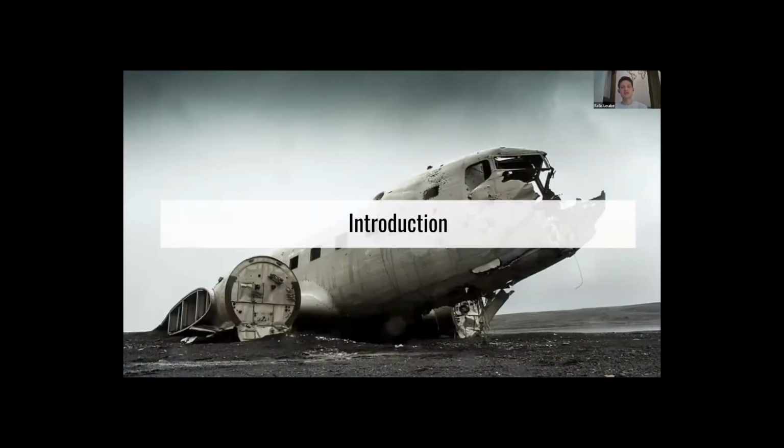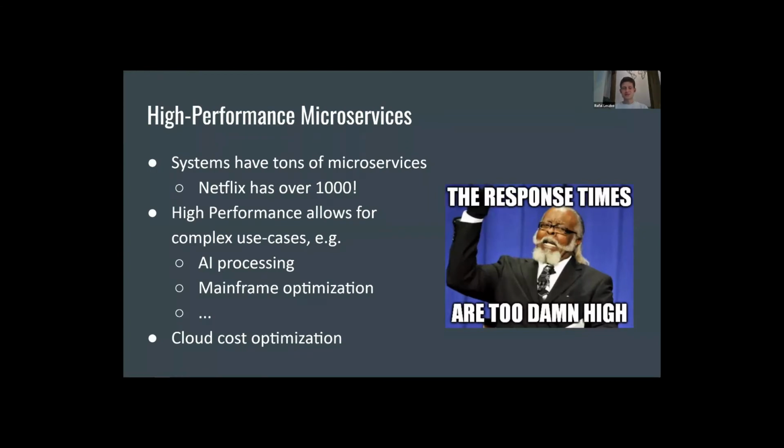So let's start with the introduction. The performance in microservices: why is it important? It's not even important, it's critical nowadays, because we build microservices systems and we have a lot of microservices. Netflix, for example, has over 1,000 microservices. So if all of them are not performing so well, as a result the whole system is super slow. That is why it's super important to keep every microservice with a good latency, with a good performance.